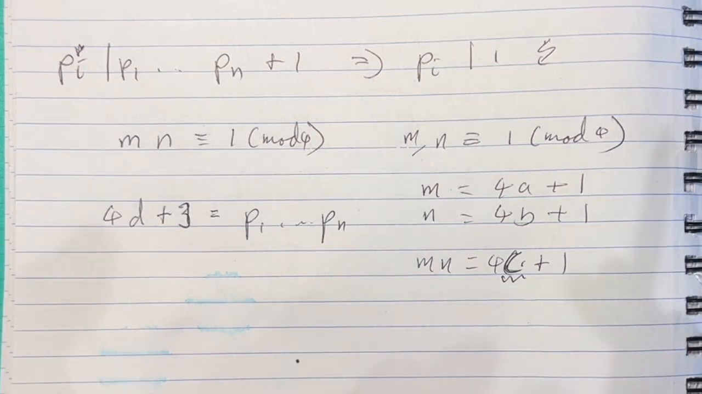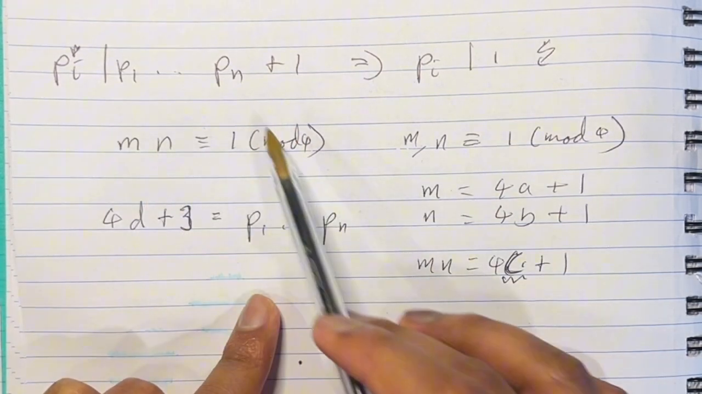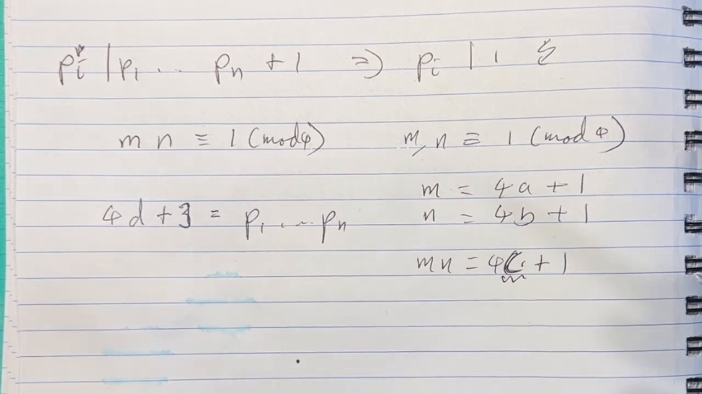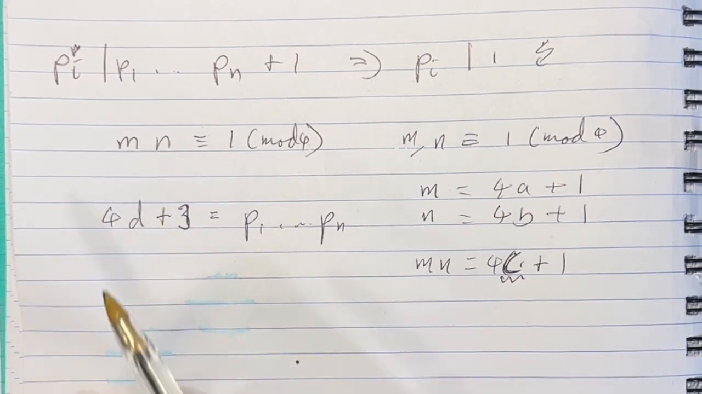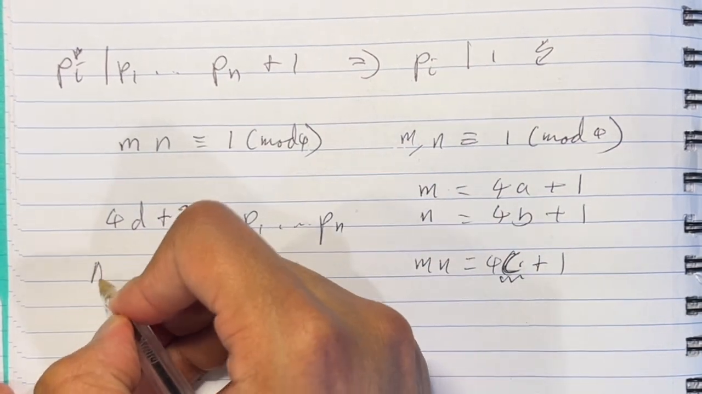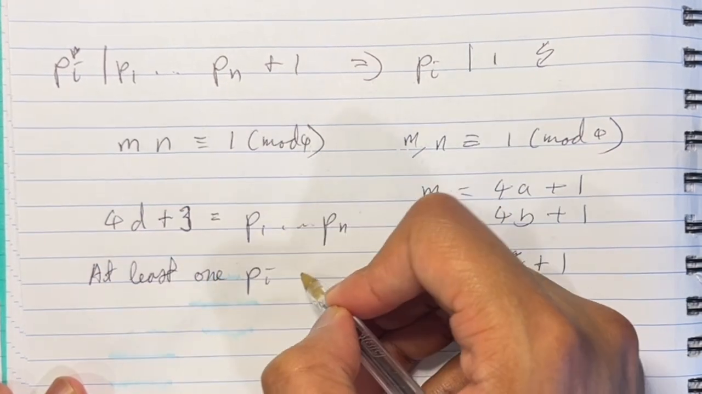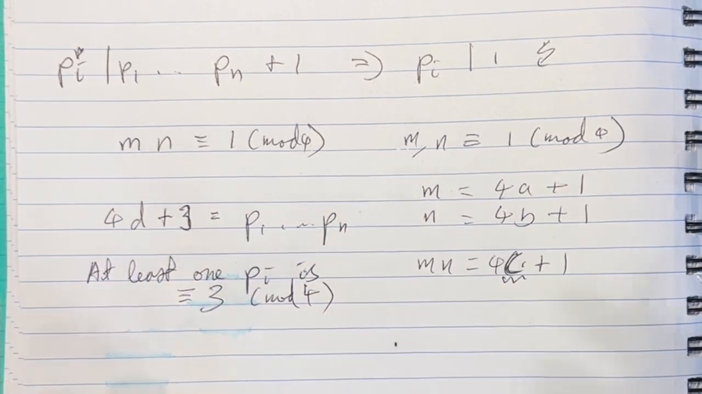That means the primes are either 1 more than a multiple of 4 or 3 more than a multiple of 4. If they were all 1 more than a multiple of 4, we know if we multiply together numbers that are 1 more than a multiple of 4, then it gives another number that's 1 more than a multiple of 4. So it wouldn't give us a number that's 3 more than a multiple of 4. So at least one of these primes, the key idea is at least one pi is congruent to 3 mod 4. Okay, so why is this important?